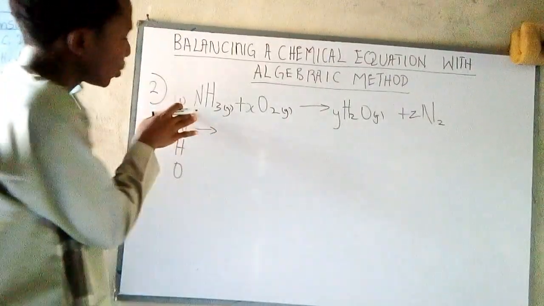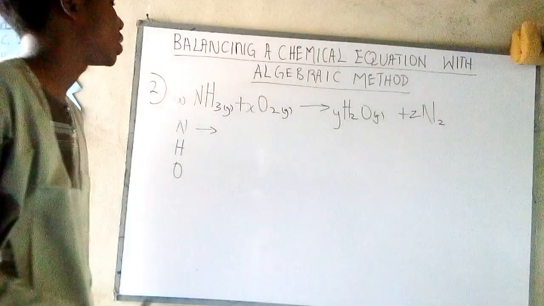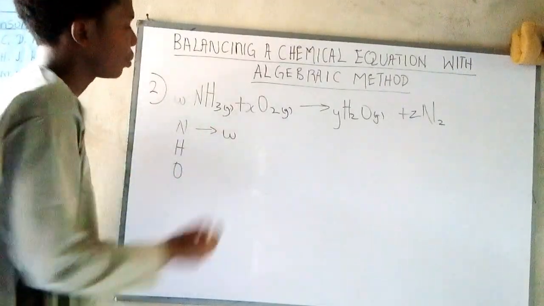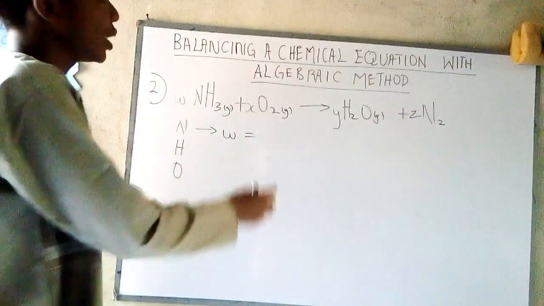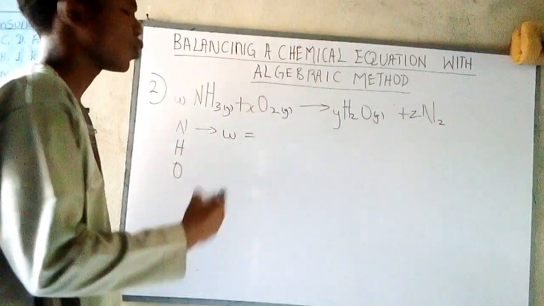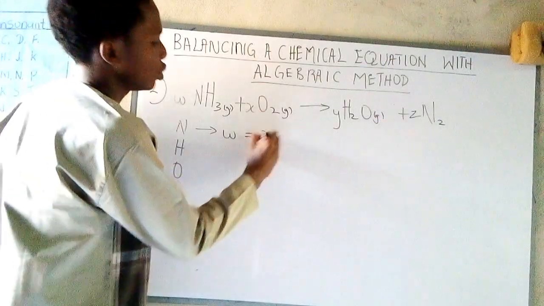How many nitrogen do we have? We have 1 nitrogen here. So we just have to say W is equal to what? How many nitrogen do we have there? We have 2 nitrogen. So what do we say? We have 2Z.